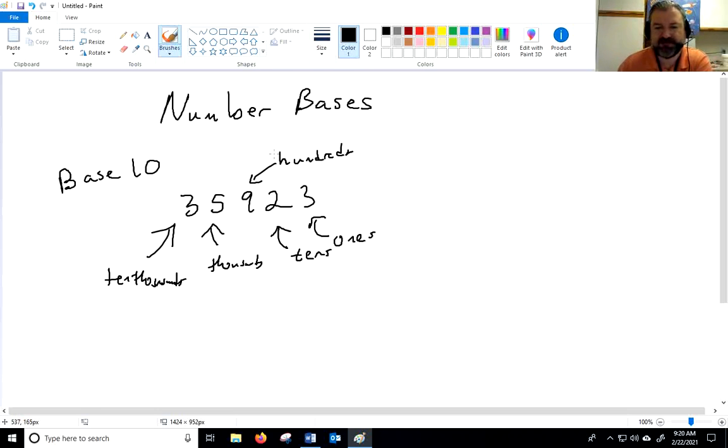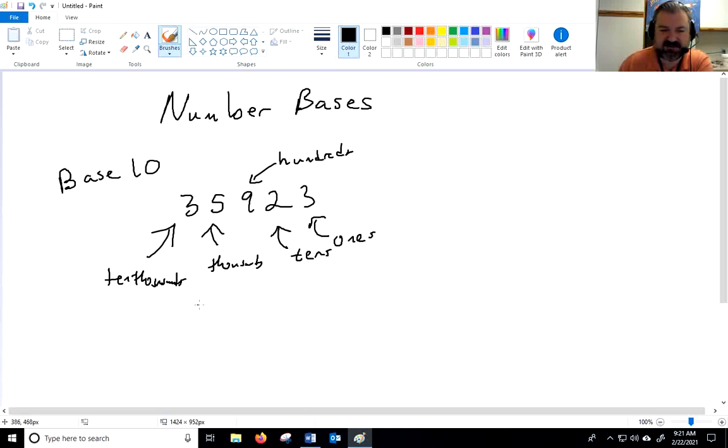Etc. Well, what these really are is powers of 10. This ones digit is actually 10 to the 0 power. If I have just the number 3 here, this number right at the end, then what we're saying is that there are no tens but 3 ones. This is 2 tens and 3 ones. And then this here is 900 plus 2 tens plus 3 ones.